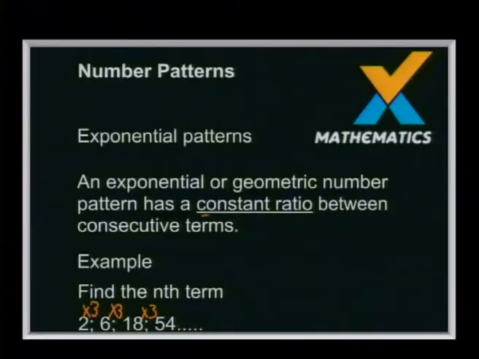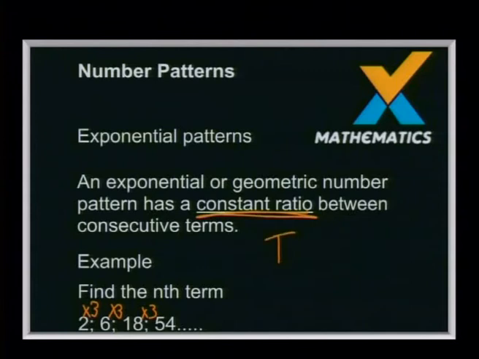So how is this different? To get from one term to the next, I am multiplying, and that value that I'm multiplying with is called a constant ratio. Something else that you can use to check if you're not sure whether your number pattern is exponential or geometric: the third term divided by the second term must give you the same answer as the second term divided by the first.